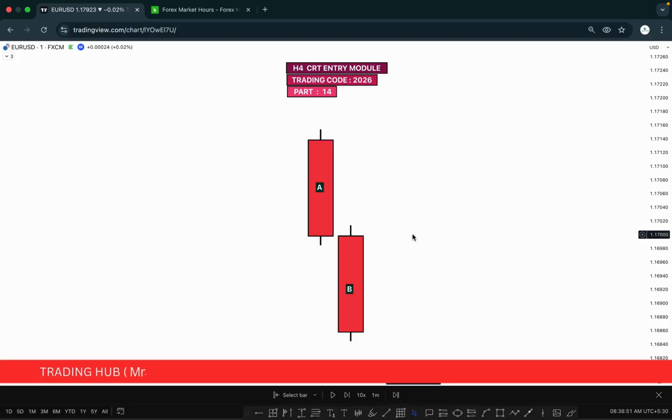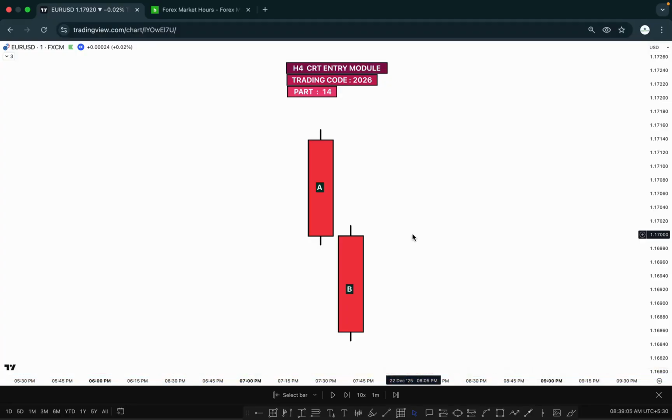And also the main part is which time frame we should use in a lower time frame for the entry, how we can set the stop loss and take profit. And another thing is how we can trade in a continuation pattern and reversal pattern in a 4-hour CRT module. So everything will be clear step by step.